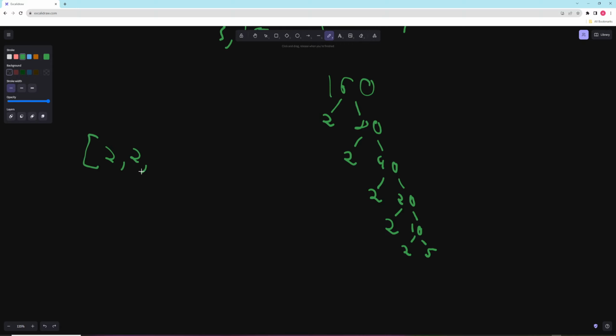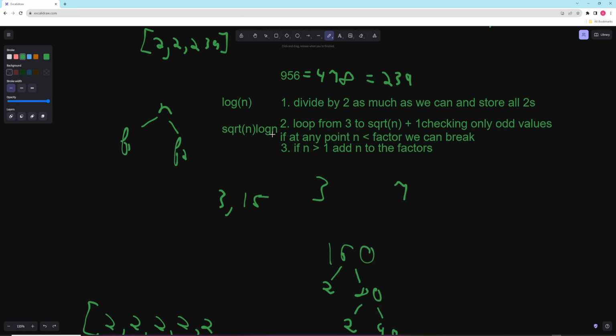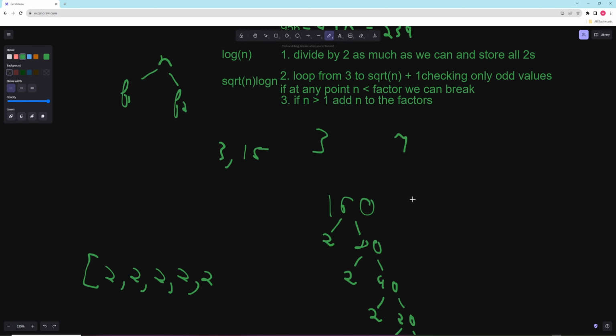So we have 2, 2, 2, 2, 2. Now we just loop from 3 to the square root of 5, which will be like 2 point something. So now we just have to check, is 3 a factor of 5? No, it's not. So we're done with this loop. Finally, we check part 3. If n is greater than 1, add it to the factors.